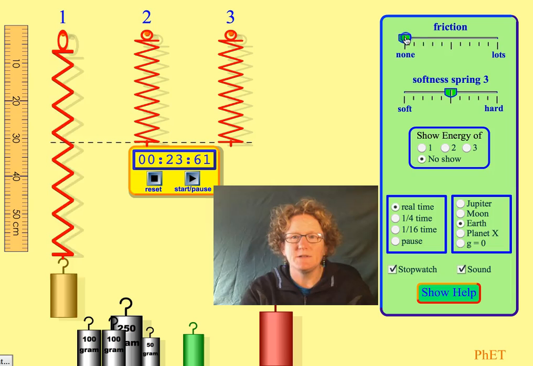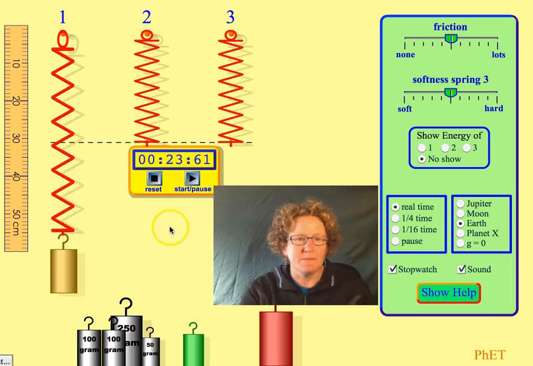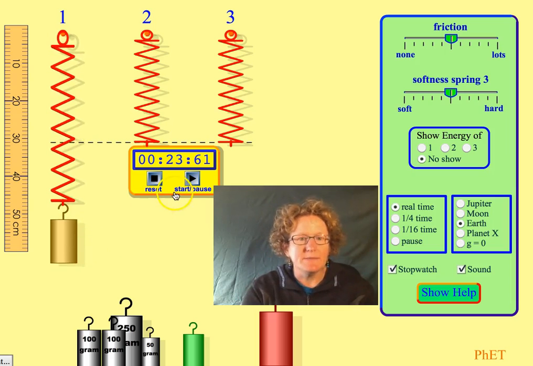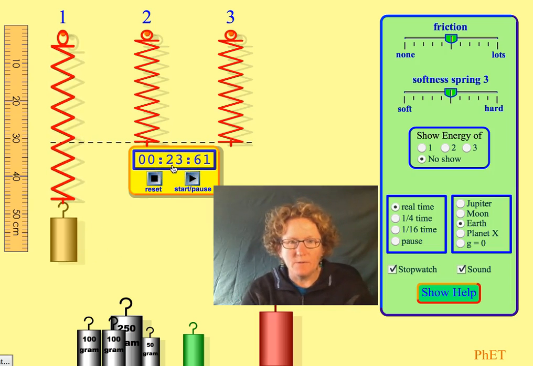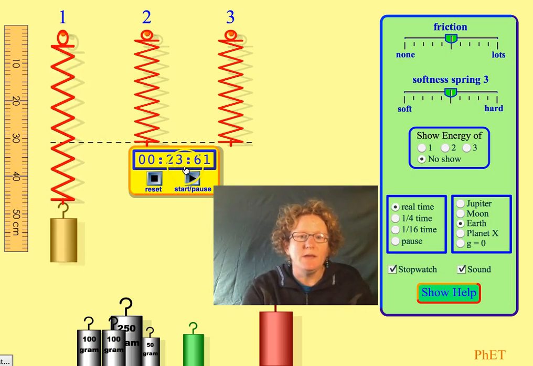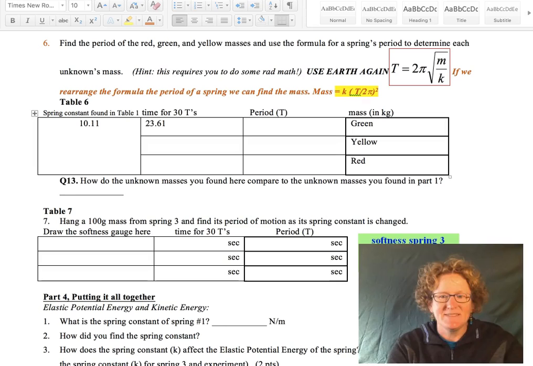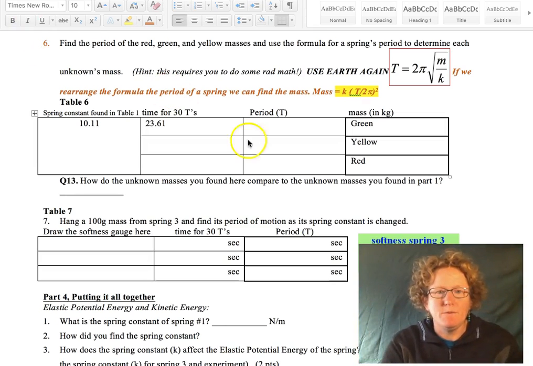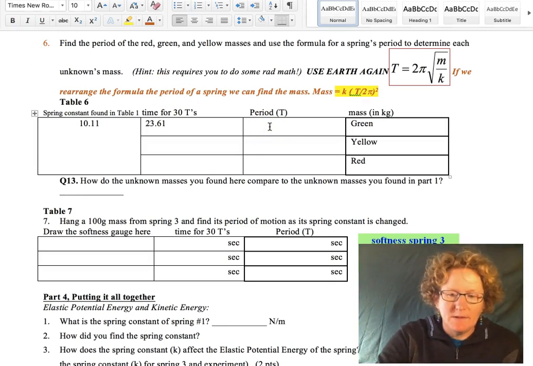Okay, I'm going to turn up the friction and it'll stop bouncing. So we're back on Earth. We use the yellow mass, and our count for 30 bounces or 30 periods was 23.61, or 23 seconds and 61 hundredths. So now I'm going to take that 23.61 divided by 30 on my calculator, and I get 0.787 for the time for one period.